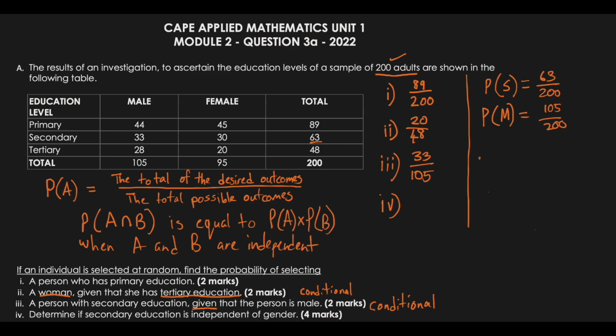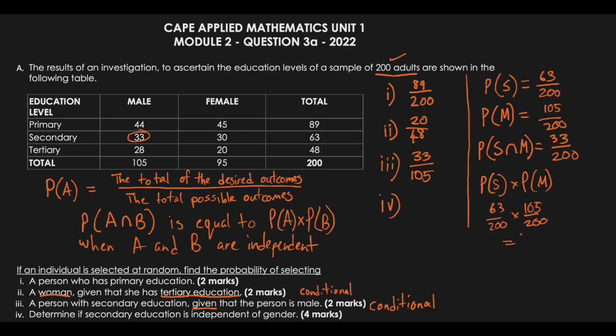So the next thing we need to look at now is the probability of having a secondary education and being male. So when you look for secondary education and being male, we have 33. So now we're going to select this 33 out of the 200 people again. So 33 out of 200. So what we need to do to test for independence, we need to multiply S and M like we have here and see if it gives us the same answer as 33 over 200. So let's try it out. So P(S) times P(M), so that would be 63 over 200 times 105 over 200.